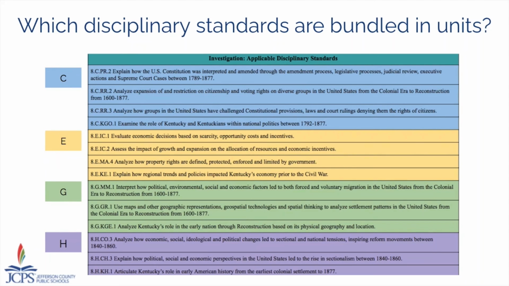So for example, if we were to look at allocation of resources and economic incentives, that might be something that you're going to definitely want to note and include. If you're looking at constitutional provisions, laws, and court rulings, these are terminology that are super important. They can appear in any context on the state assessment, but it's really getting the students used to hearing terms like voting rights, diverse groups, sectional and national tensions, or physical geography and location. This is the language of our discipline, and we need to ensure that students know that language.